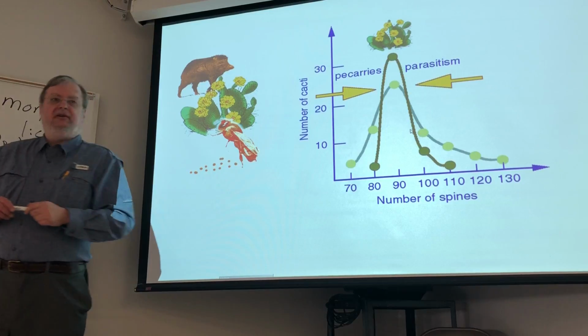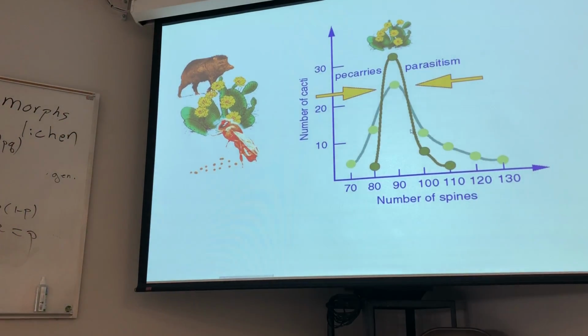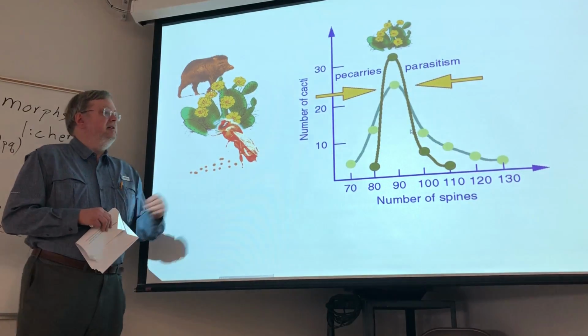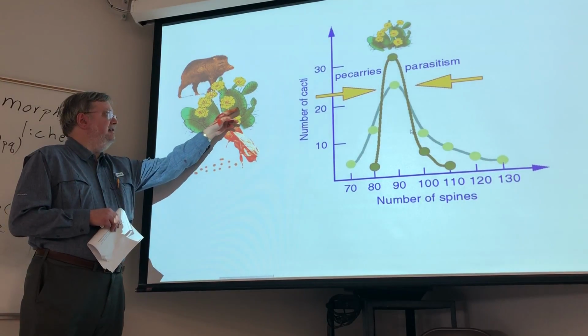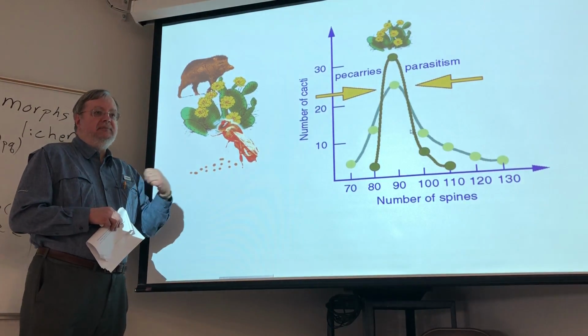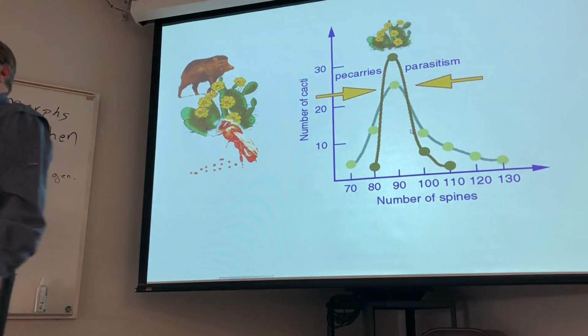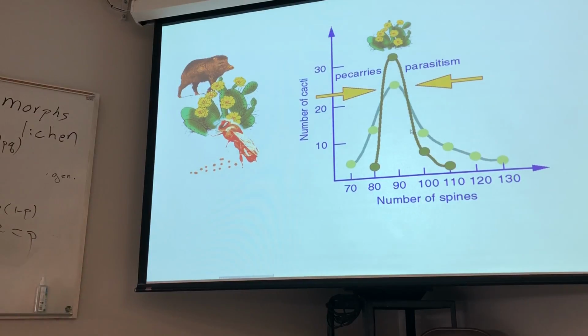But we also have a different type of problem for the animals. This is an insect that's a parasitic insect, and what it's doing is laying its eggs in the spines. It's bad for the cactus, which means the more spines it has, the more infected it is by the parasite.